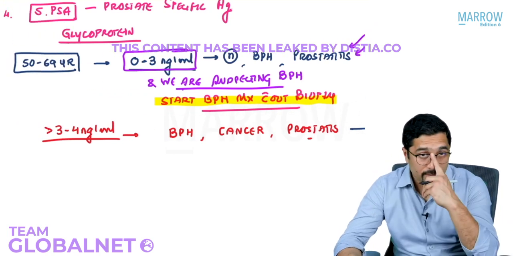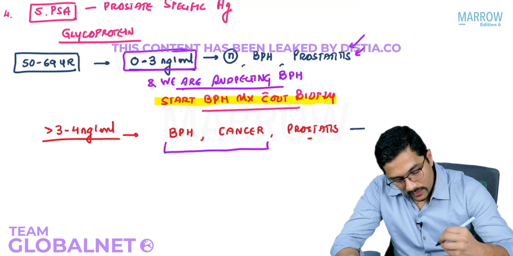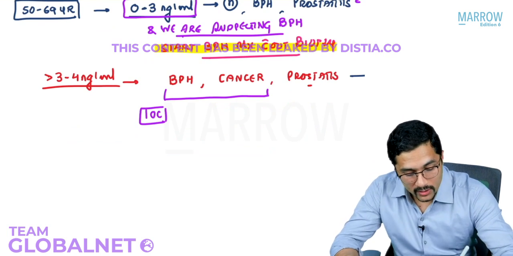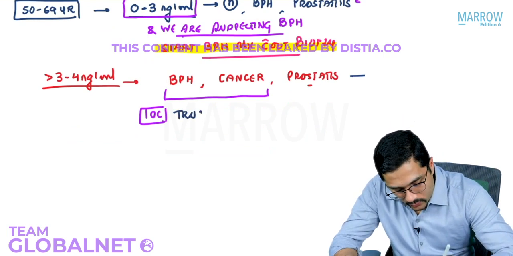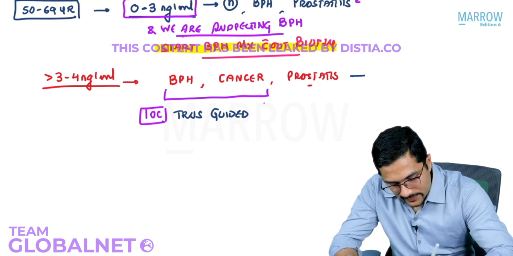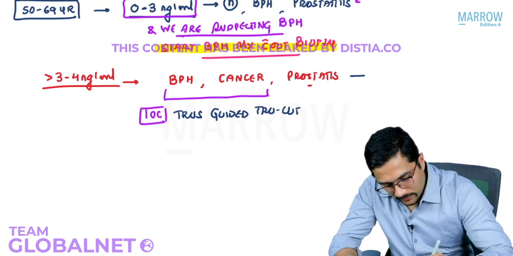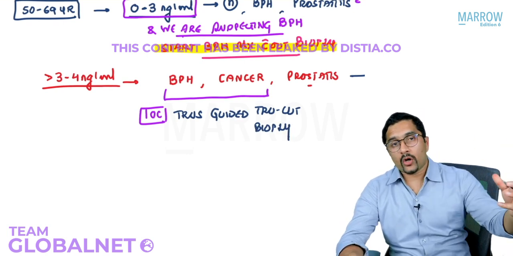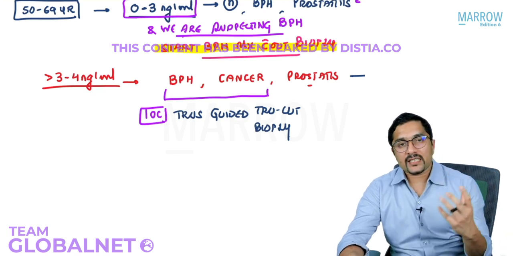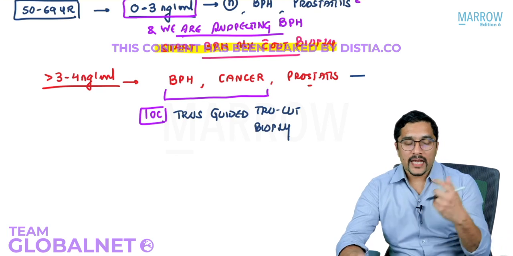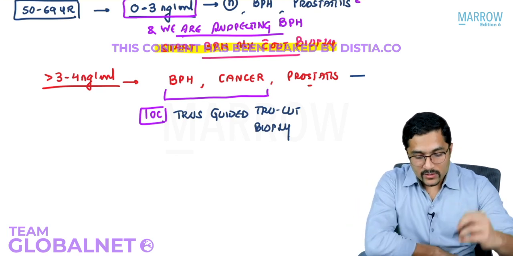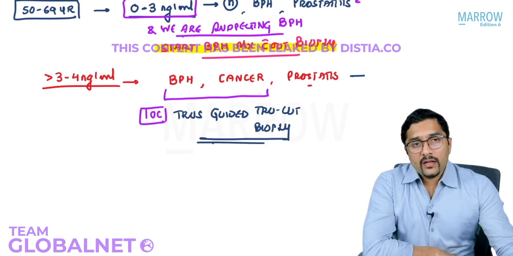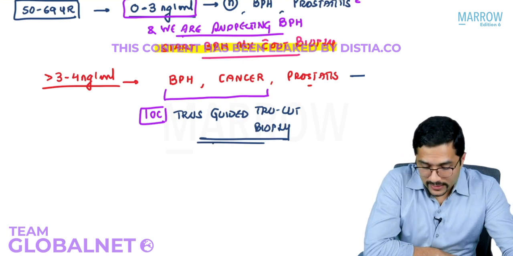Now, to differentiate between BPH and cancer, the investigation of choice to confirm the diagnosis, whether it's cancer or not, is a TRUS-guided true-cut biopsy. We've already discussed true-cut or core needle biopsies in the breast module. I've told you it is a type of incisional biopsy with which we can take cores and we can confirm the diagnosis. So this is how we will confirm the diagnosis in a patient and differentiate between benign prostatic hypertrophy and cancer.